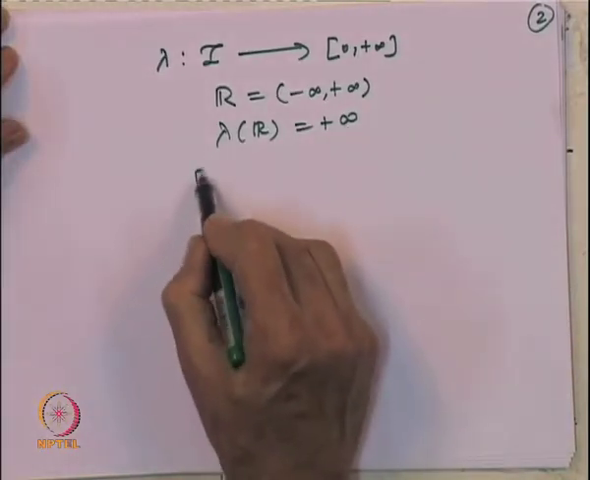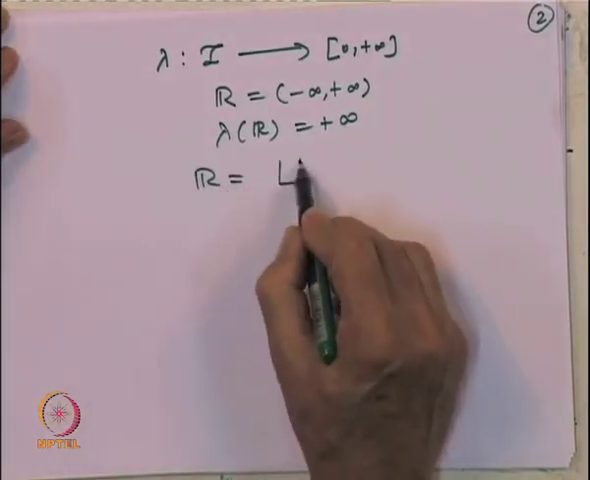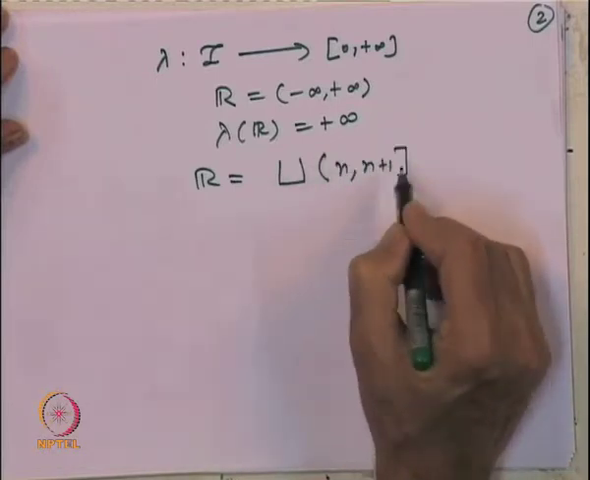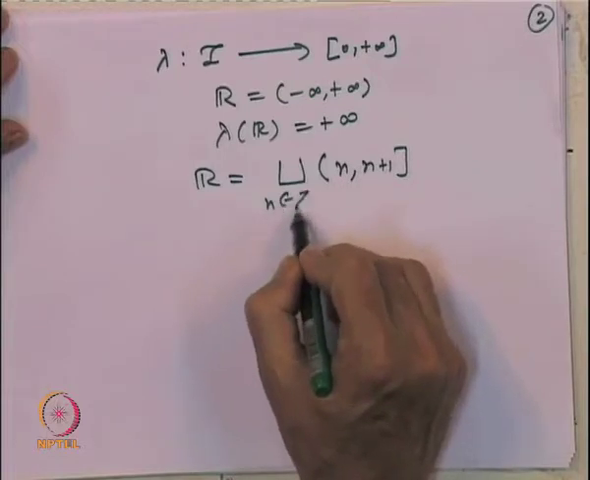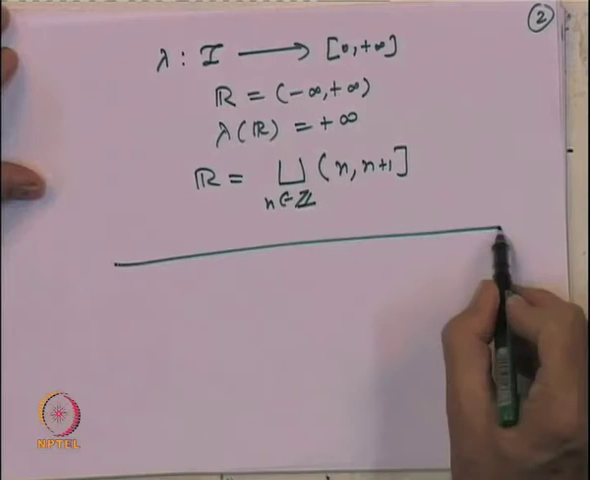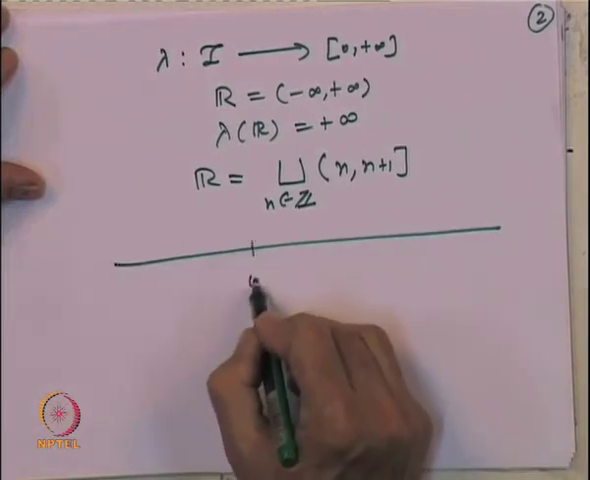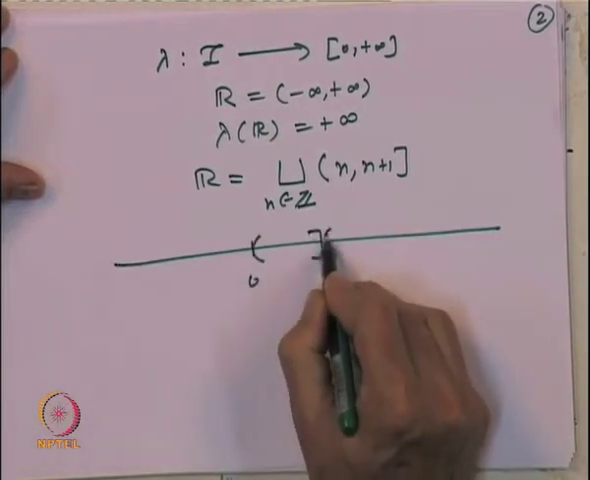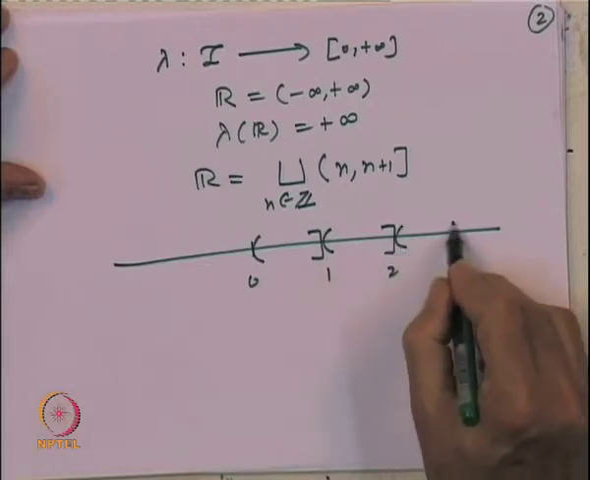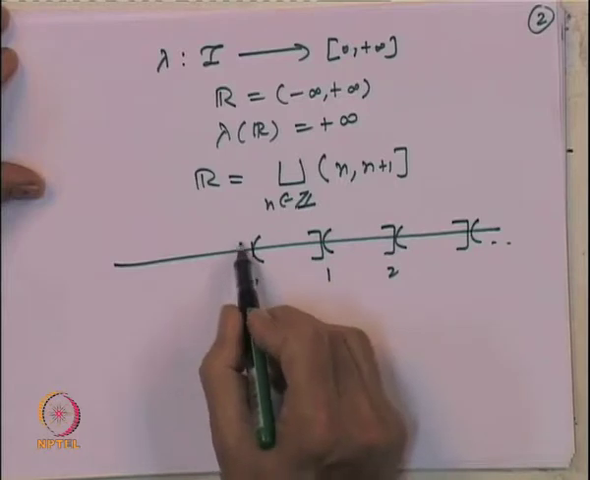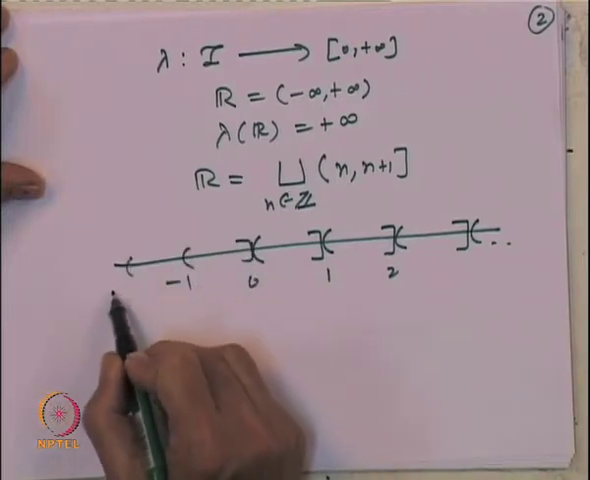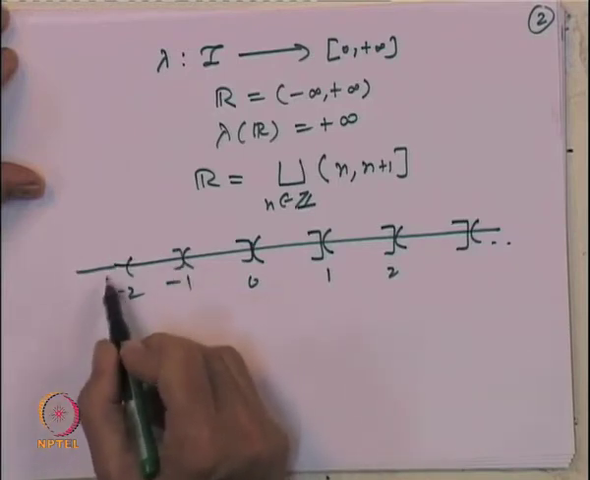But we can write R as a disjoint union of the intervals n to n plus 1, for example, n belonging to integers. So, the real line is cut up. Here is the real line. So, here is 0. So, take 0, 1, open 1, close 2, open 2, close 3, and so on, and on this side minus 1, and so this is minus 2, and so on.